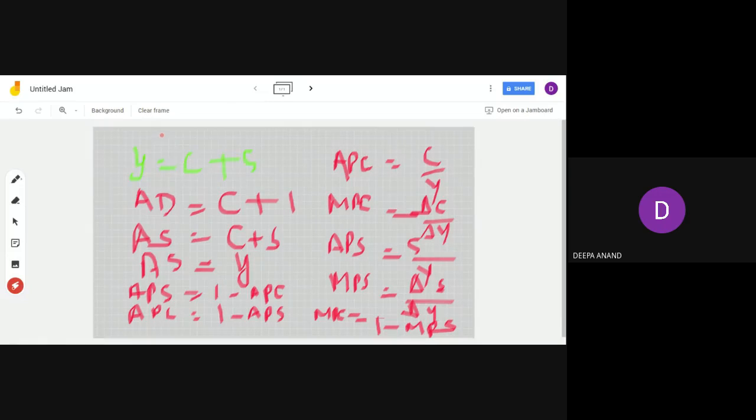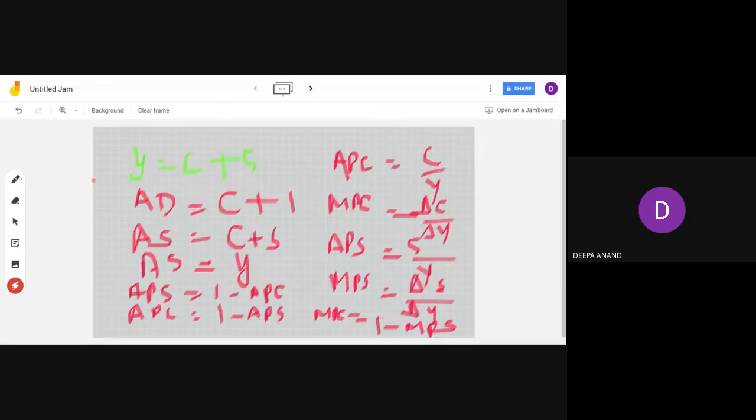And you have the consumption function and the saving function. What is the consumption function? Give the consumption function equation. Who is going to give the consumption function equation? Come on. Nobody knows the consumption function equation.